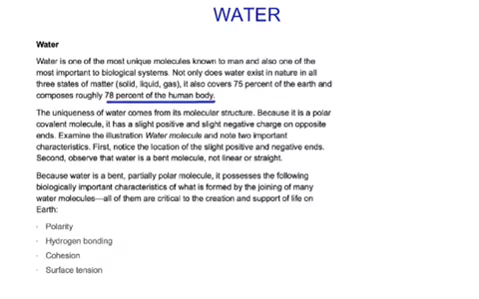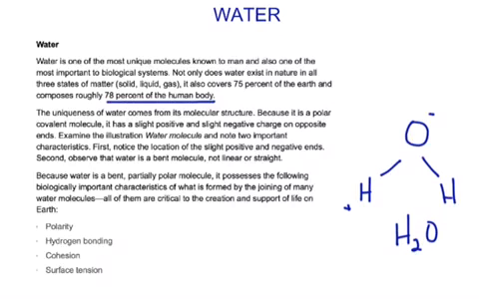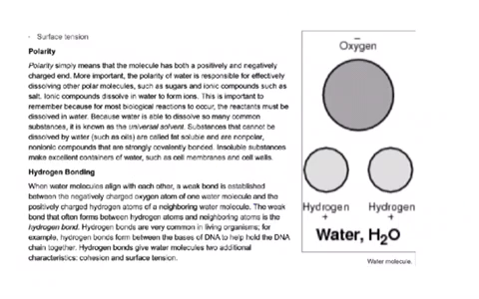It's also a slightly bent molecule, so we know that oxygen is bound to the two hydrogens to make up H2O. The oxygen's negative and the hydrogens are positive, and it's this polarity, its covalence, and its shape that give it the properties that allow the creation and support of life on Earth. So polarity, we're going to look at hydrogen bonding, what we mean by cohesion, and surface tension. So let's have a look at polarity first of all.